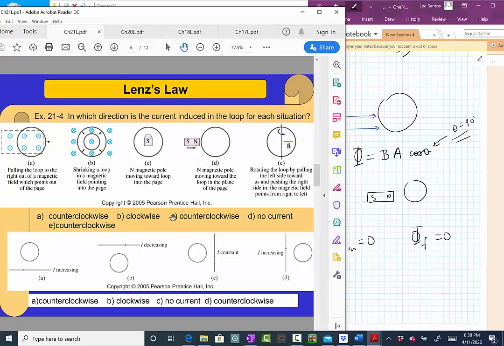Okay, so what we saw, the first one counterclockwise, the second one clockwise, this one counterclockwise, and this one no current. Now this next case here, I'm going to show to you in a separated video, because then I can move the loop and make it probably easier for you to see what is going on.